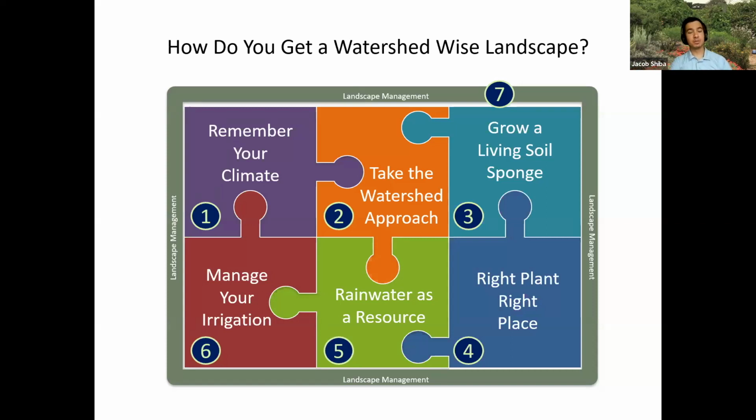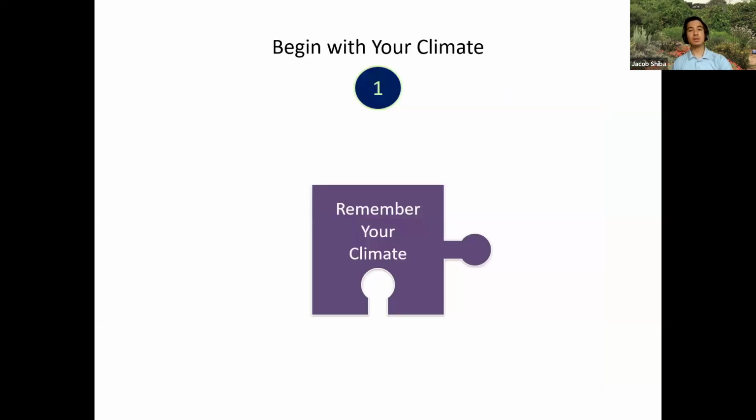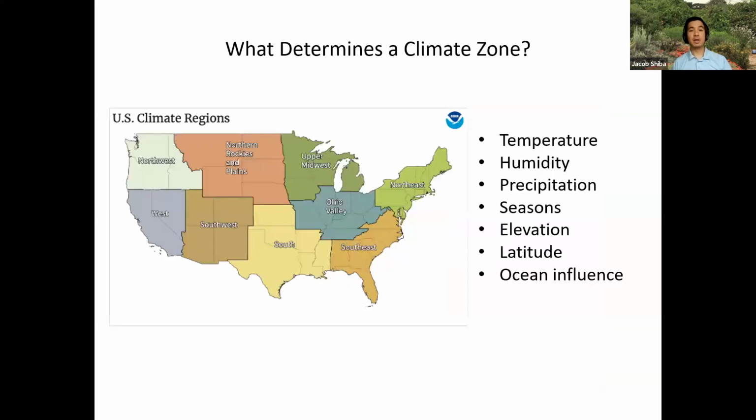With that, let's jump into the first piece of this puzzle, remembering your climate. Now, depending on where you live, you're going to live in a very specific climate zone. Anywhere throughout the United States, you see there are big groups of climate zones. And how do we determine these climate zones? Well, they're based on a variety of factors, including temperature, humidity, precipitation, seasonality, differences in elevation, latitude, and ocean influence. So it's really important that you determine what type of climate you live in. That's going to have a great impact on how you plan for your new landscape.